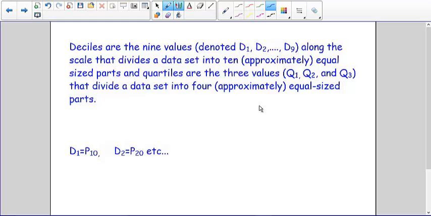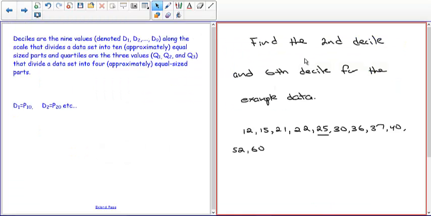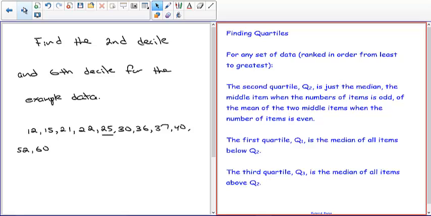We use the minimum, first quartile, second quartile, third quartile, and maximum to draw box plots. I didn't use box plots that much in my personal experience, but a lot of people use box plots to represent data instead of a histogram. We'll talk about how to do that in a second. We're not going to do the decile example because we already did it. Second decile is 20th percentile. So what we're going to do is find quartiles.